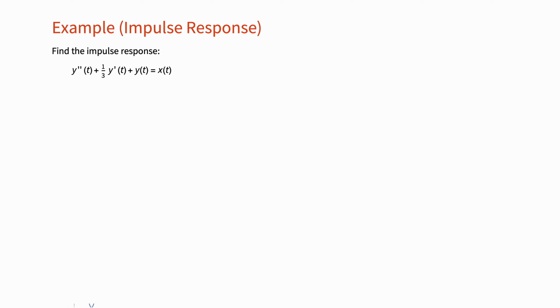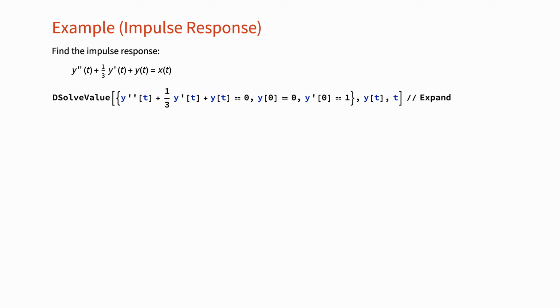For the first example in this lesson, let's find the impulse response of the system that is modeled with this differential equation shown here. We consider the homogeneous differential equation by setting x of t equal to 0 and setting the initial conditions as shown here. y of 0 is 0 and y prime of 0 is 1. Let's use the Wolfram language to solve for the output signal y of t.